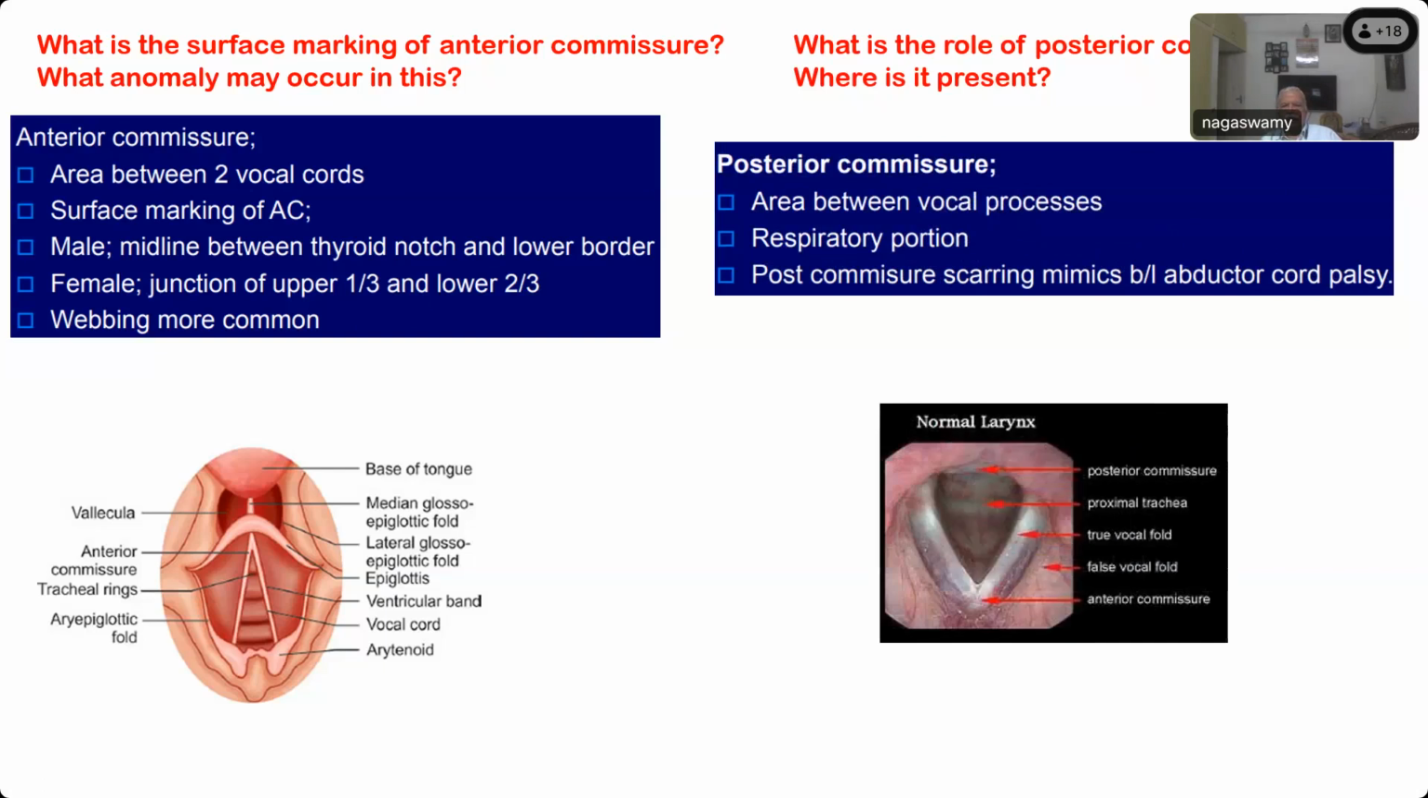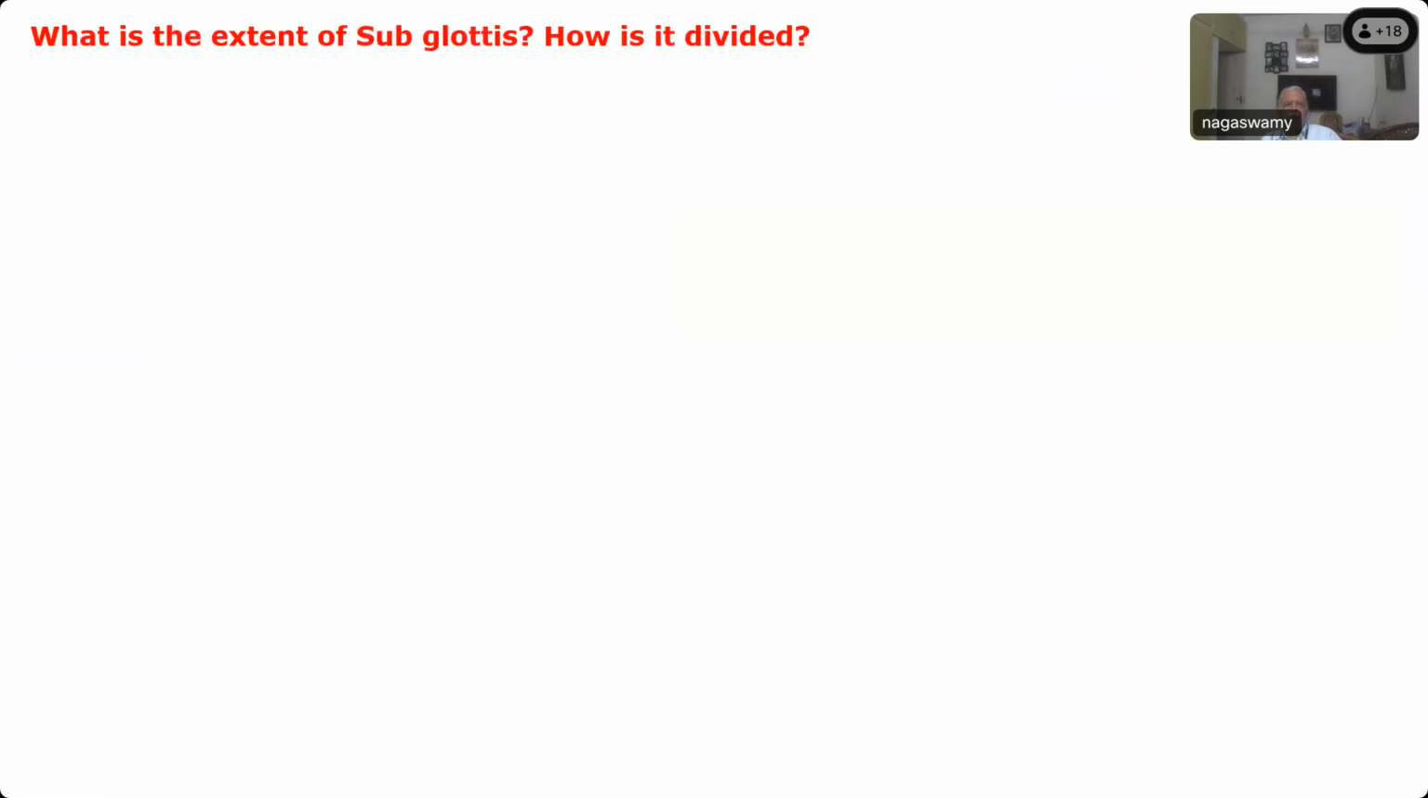So this is the normal larynx. This is called the posterior commissure. This is the proximal trachea. This is the true vocal cord. This is the anterior commissure, and this screen-like thing is the false vocal cord, attached by the side of the true vocal cord. So what is the extent of the subglottic area and how is it divided?